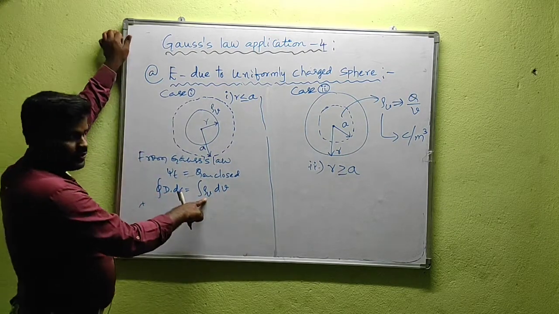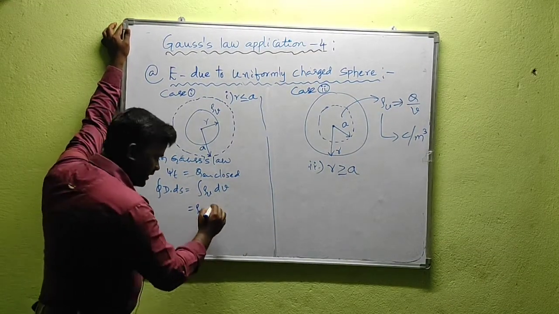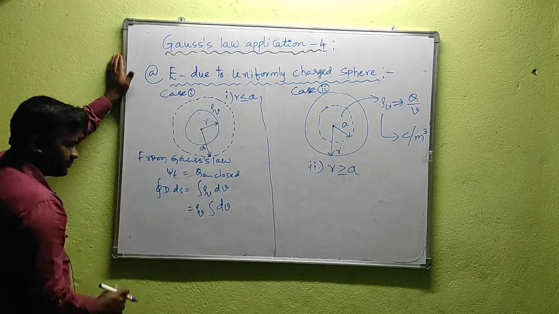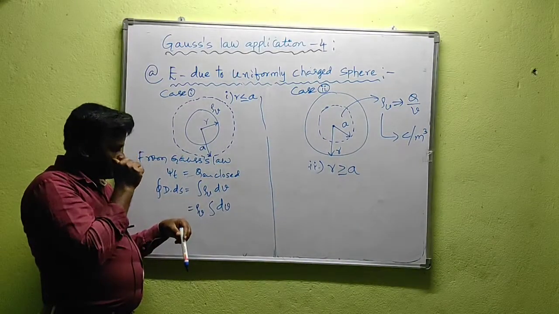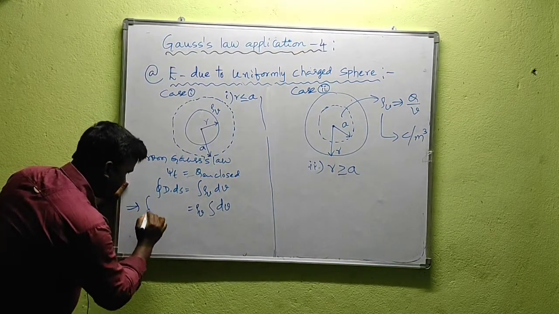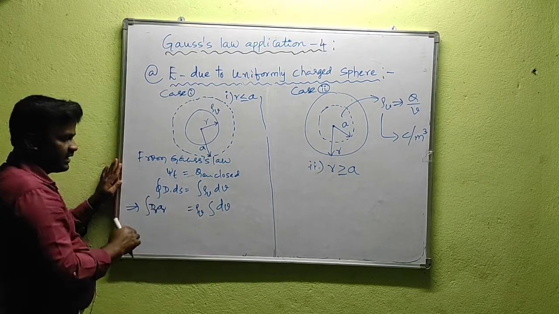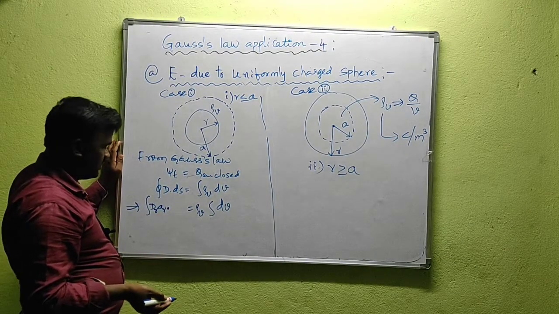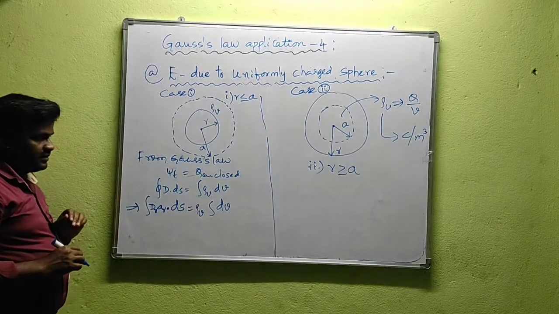As rho_v is the uniform volume charge density, it comes out of the integral: rho_v integral dv. In this case, you need to apply the spherical coordinate system. Symmetry depends upon r only, so D should be along the a_r direction. D can be taken as D_r a_r, and the differential surface area normal to r is integral dS.